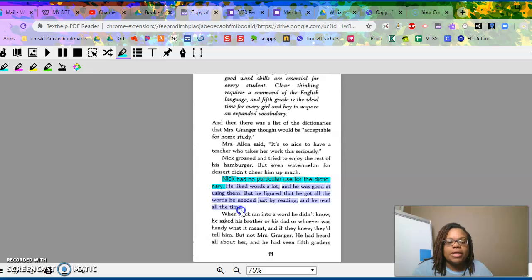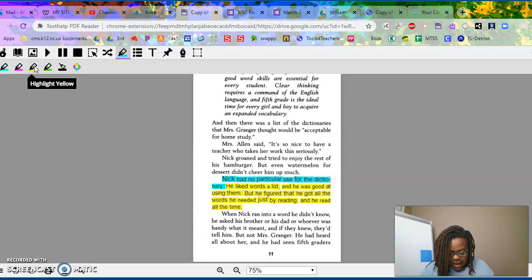So I'm going to read the rest of the paragraph and then I might have to go on. So it said he liked words a lot and was good at using them, but he figured that he got all the words he needed just by reading, and he read all the time. So I now learned that he has no use for the dictionary because he feels like all the words he needs, he can get them just by reading. So let's go ahead and look at our answer choices.